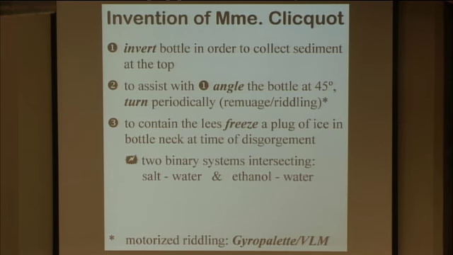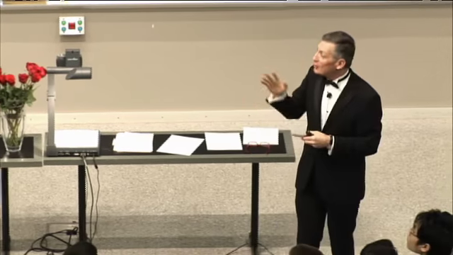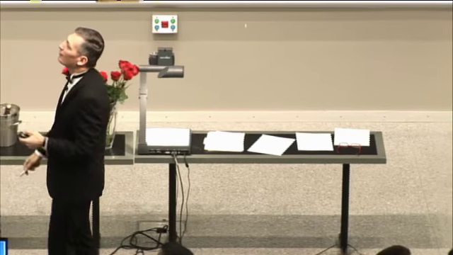The California champagne wineries call it VLM, very large machine. I kid you not, I didn't make that up. In California, the gyropalette is called VLM, which is very large machine, dude, I guess. That's what they say in California.